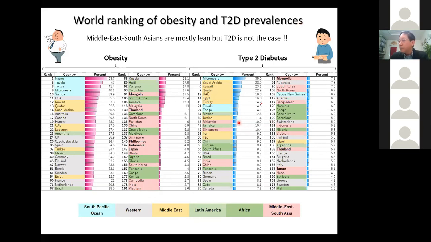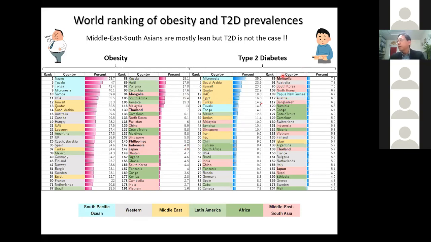But for Mongolia, among them, Mongolia has a higher rate of these subjects. But the Philippines, Indonesia, Japan is only 5% or so.